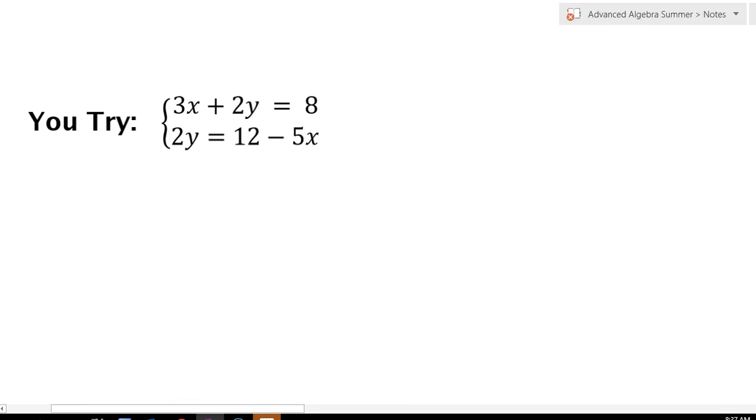Alright, so for this one, a little more work. I'll actually do this one with you guys. So I need to get my x over here. So I have my x and y on the same side. So I would add it. So I'm going to leave my top one the same here. So I have 3x plus 2y equals 8. So when I add it over, then I would have positive 5x, and it's a positive 2y is equal to 12.